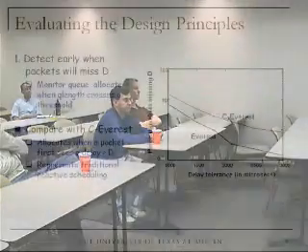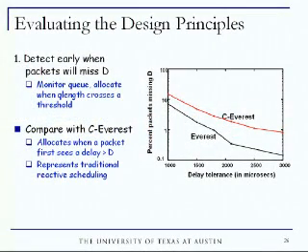Okay, so let's first evaluate the first design principle. We are trying to detect as early as possible when a packet will miss its delay bound by monitoring the queue. Let's compare it with the conservative Everest, which allocates processors when the first packet sees a delay which is greater than the delay bound that we are providing. This represents the traditional reactive scheduling algorithms. You're waiting till a packet sees a delay bound violation before you're adding a processor.